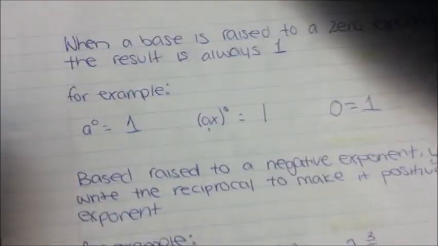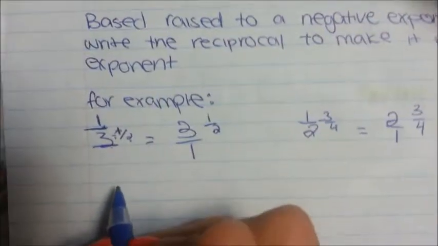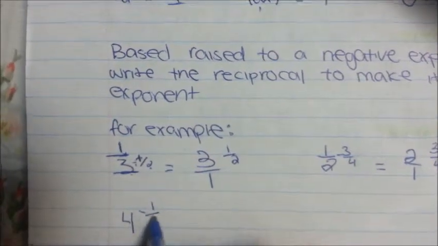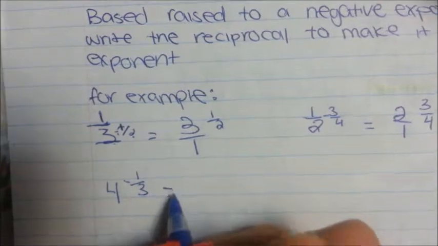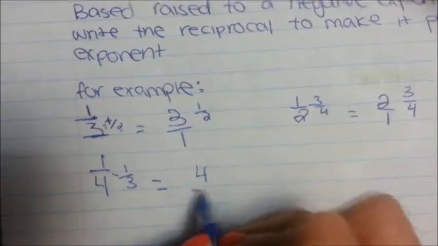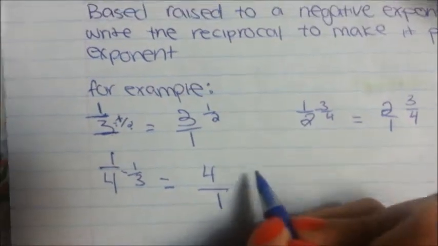And next, another example could be 4 to the negative 1 over 3. In order to make that positive, you would flip the 4 to 1 over 4 and make the 1 over 3 positive.